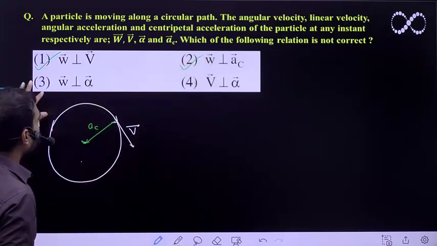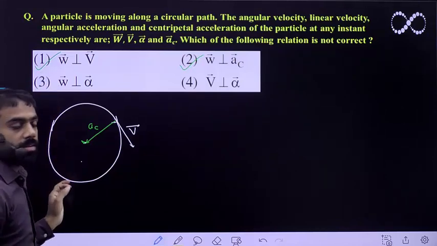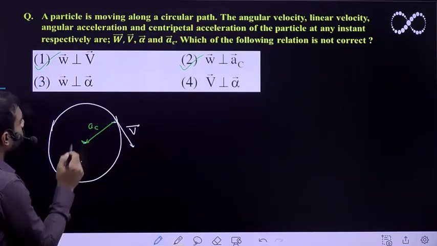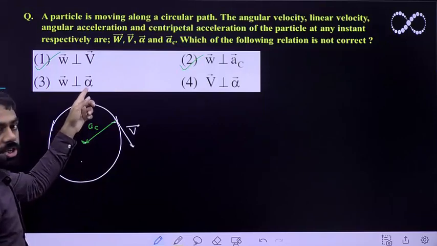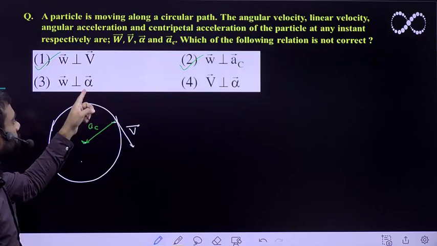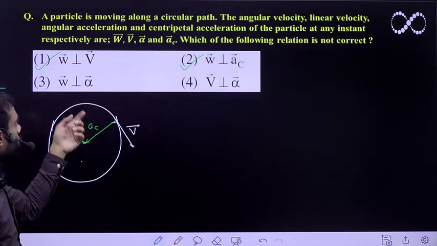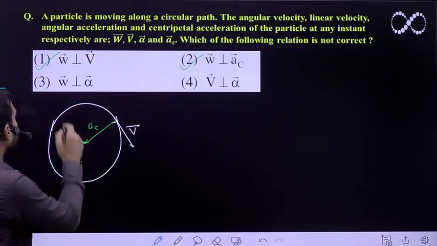Okay, now we talk about option C. The omega vector, once again, is the axial vector, so this will be along the axis, and this is the angular acceleration, so this will also be along the axis only, because angular acceleration is also an axial vector. So both will be along the axis only, so they cannot be perpendicular. So option 3 is wrong.